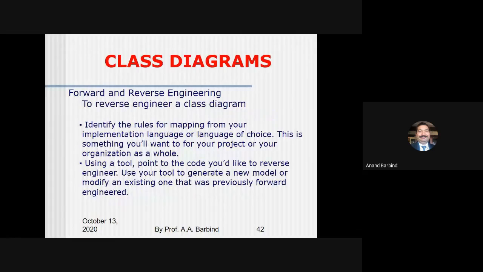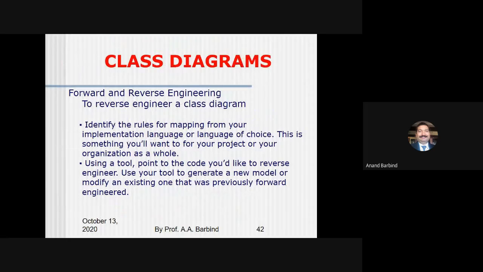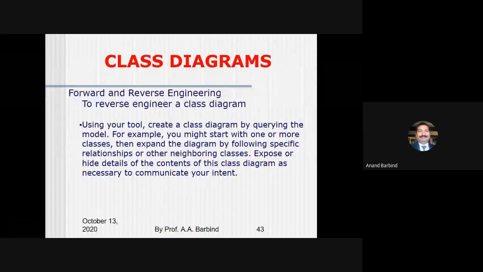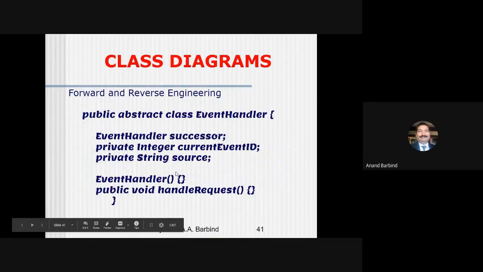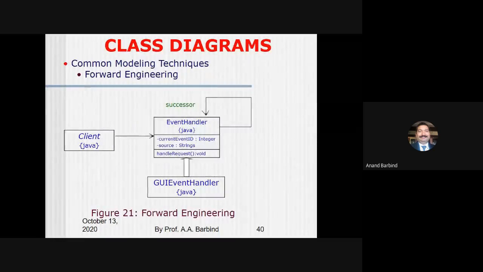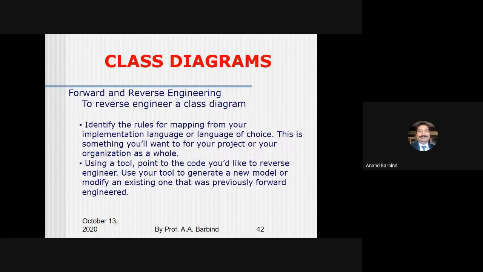Whereas what is reverse engineering? If you already have the code, and from the code you want to prepare a model, forward engineering is from the model you get the code, whereas reverse engineering is if you have the code and from the code you want to get the model, then you use a tool, and that tool will convert the code into the model. So that is reverse engineering. Let us say you have this particular code. If you reverse engineer this code, then probably you will get a diagram like this. So with respect to the class diagram, forward engineering and reverse engineering are practiced.